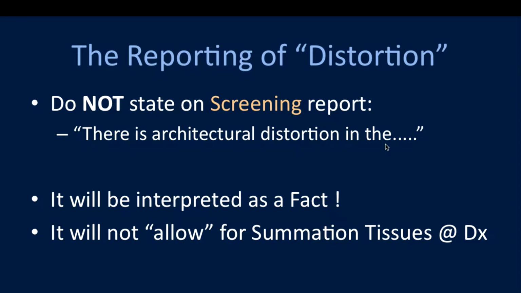So this was a case from a lawsuit where the radiologist on the screening report said there is architectural distortion in the upper outer quadrant of the left breast. Well, to a lawyer, that's a fact. That person said there is something there. Then she came back for her diagnostic workup. It turned out to be summation tissue, the radiologist put it in 6-month follow-up, and then sure enough it turned out to be a cancer, and it grew.